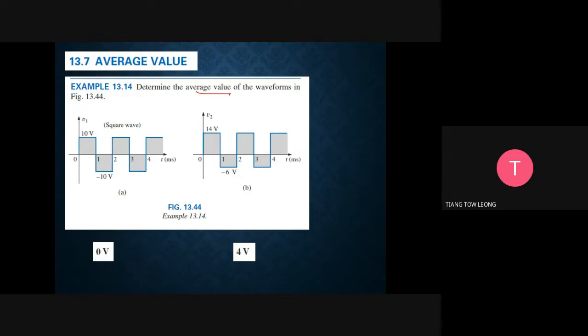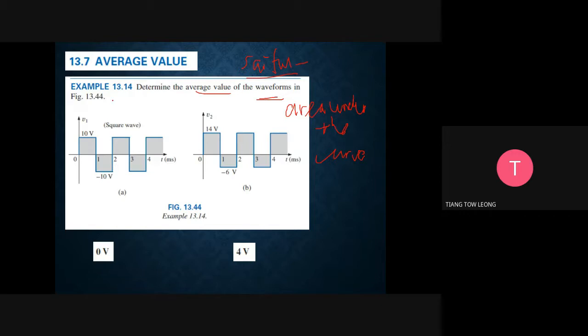Okay, now let me change back. Determine the average value of the waveform. I'm not sure whether you still remember the average value or not. Do you still remember how to find the average value? Guys, do you still remember? Average value, tengah-tengah. Ya betul. Lebih kurang macam tu. Sapu. Okay, it's okay, no worry. So for the average value of the waveform, we need to see the area under the curve.